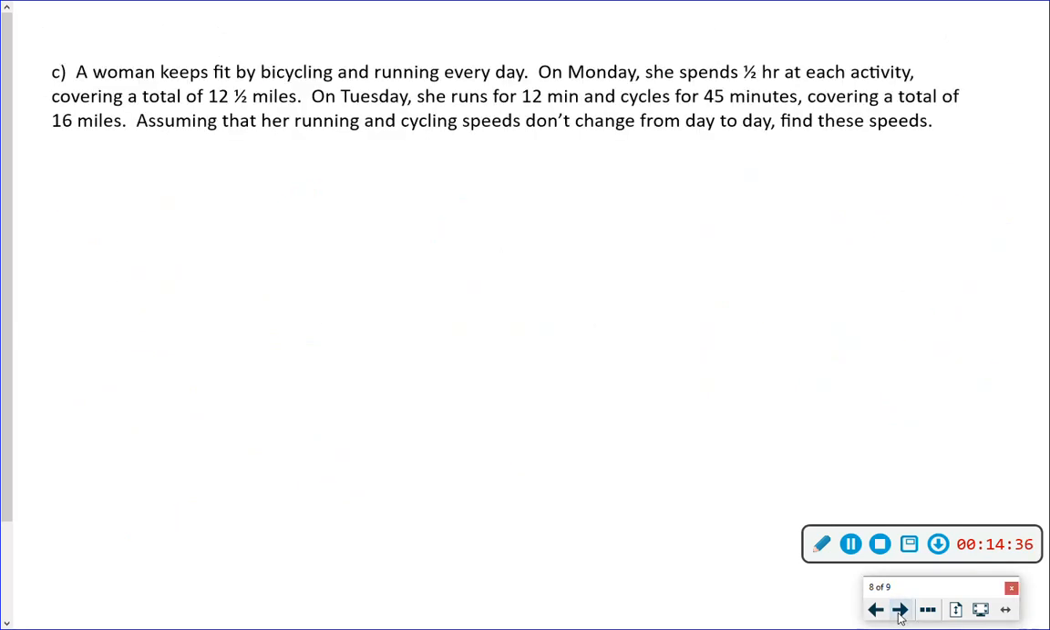Okay, final one. So a woman keeps fit by cycling and running every day. Really, this is about me. On Monday, she spends half hour each activity, covering a total of 12.5 miles. Tuesday, she runs for 12 minutes, cycles 45 minutes, covering 16 miles. Right away, I do not like that we're in different units. Because Monday, she's doing a half hour, Tuesday, she's in minutes. So we're going to have to do some converting. Not that that's the end of the world, but whatever. Assuming her running and cycling speeds don't change, find the speeds.